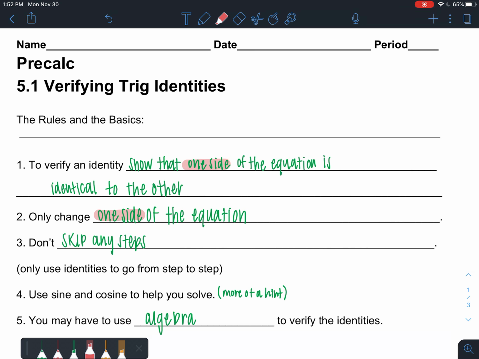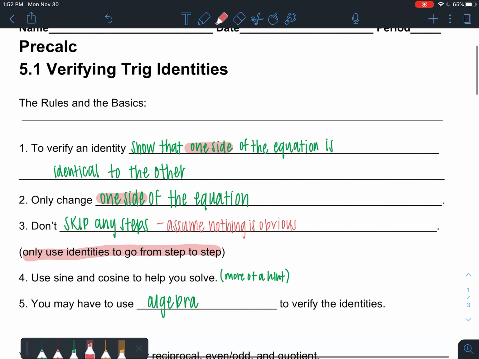Another thing is that we can't skip any steps. Some things might be obvious to you, but we have to assume that nothing is obvious. So I'm just going to write, assume nothing is obvious. We want to show every single step. Also, we can only use identities to go from step to step.